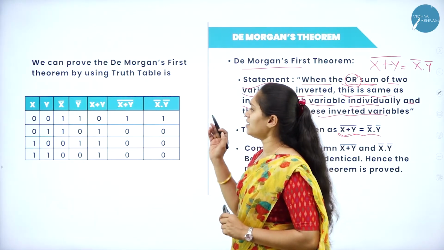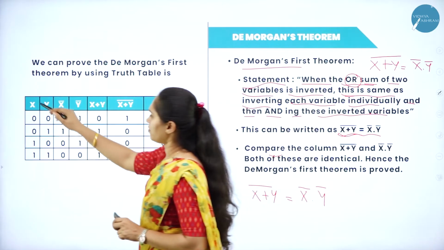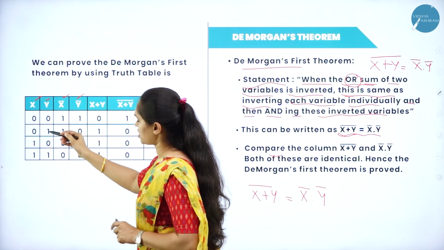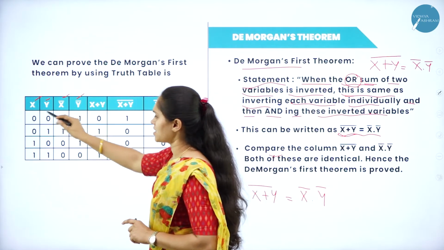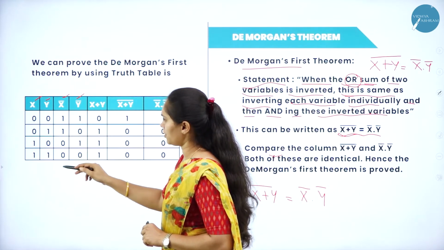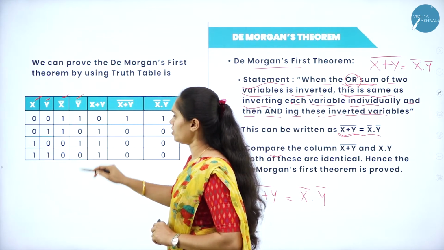So you can see the truth table here. We have x, y and we have x bar, y bar. 0 0 1 1, 0 1 0 1. Inverting this x value, x complement will be what? 1 1 0 0 here. Y complement, 1 0 1 0.